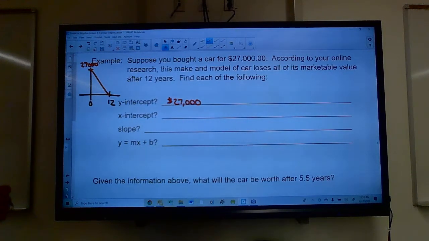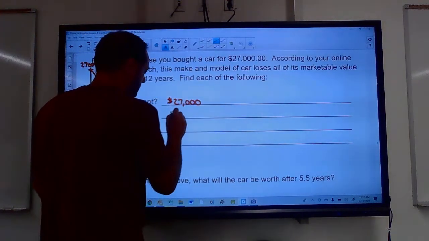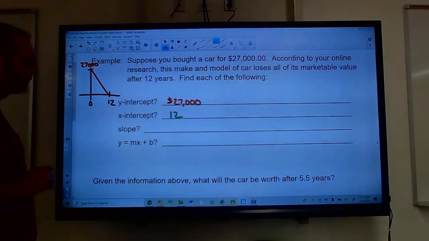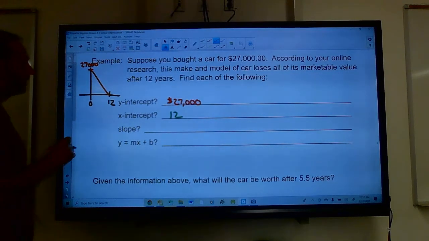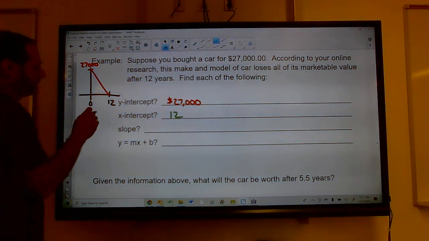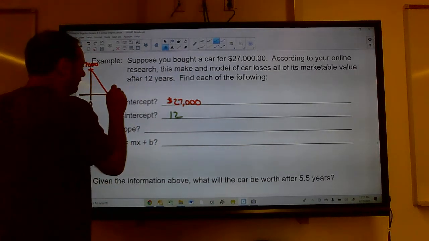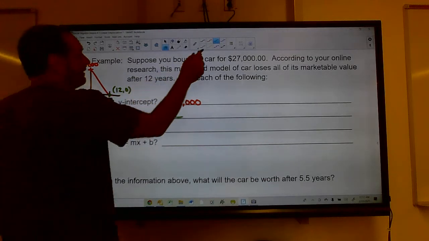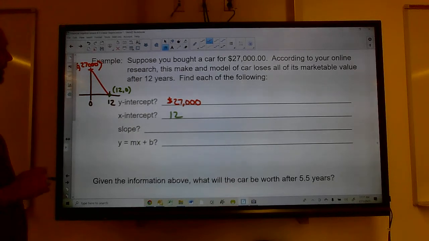Now, the x-intercept is going to be 12. That's year 12, when the car is going to be worth nothing. Okay, what's the slope going to be? Well, remember you calculate slope. So I have 2 points. I've got the point 12, 0 right here, and I've got the point 0, 27,000 up here.